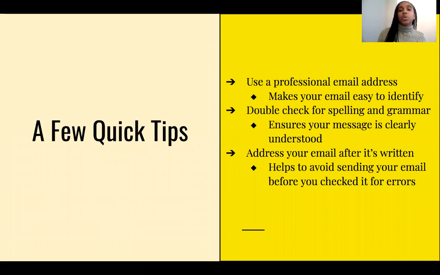First thing, you want to use a professional email address. So this makes sure that your email is easy to identify by the person on the receiving end. Next thing, you want to double check for spelling or grammar errors. This is to ensure that your message is clearly understood. Last, you want to address your email after it's already written. This helps you to avoid sending your email before you've had time to check it over for any errors.